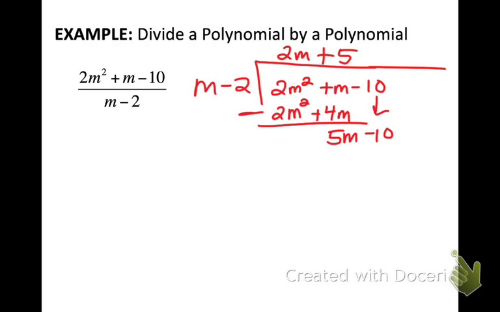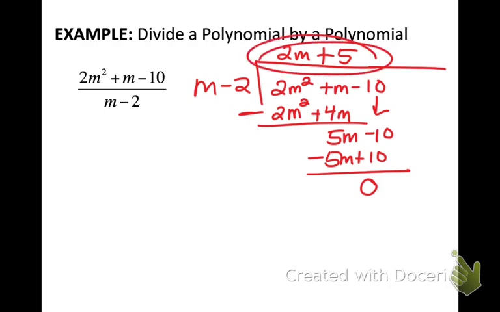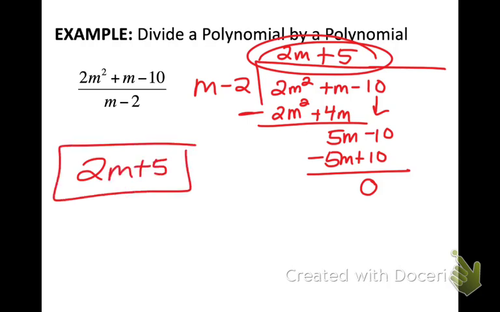Multiply it through, gets me 5m minus 10. Change all your signs in that second line, and then just add them straight up and down. What do we get? A remainder of 0. So since my remainder is 0, that is your answer up there. So my answer is 2m plus 5. No remainder. Did you follow that?